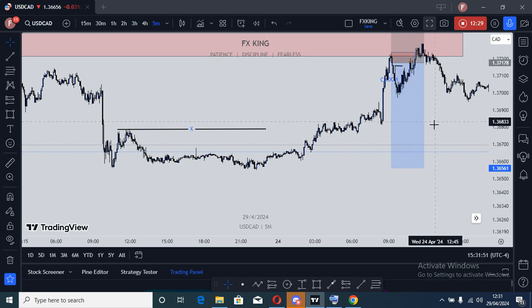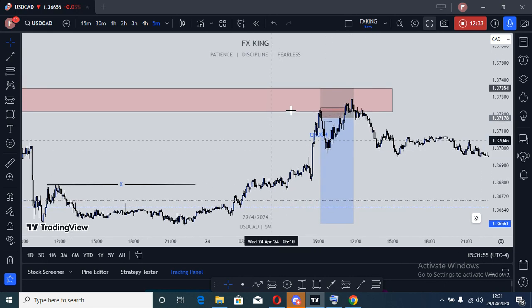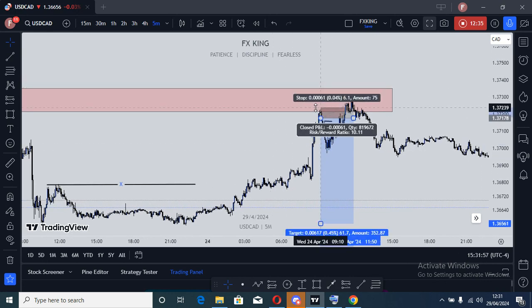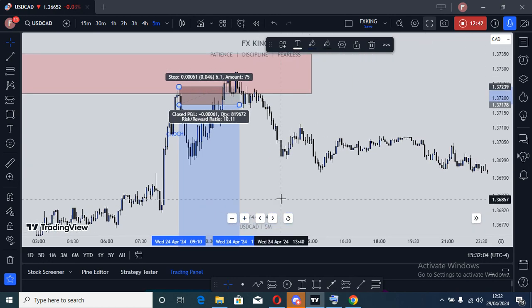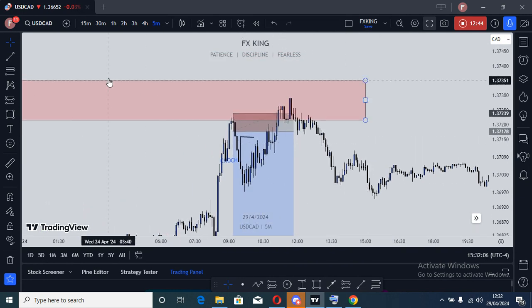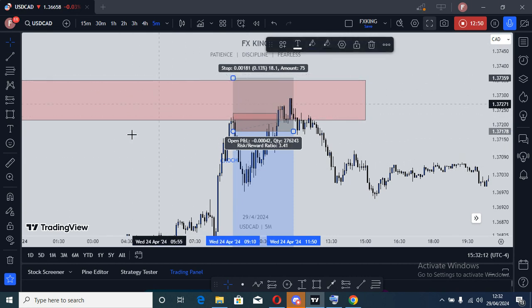If you are somebody that wants a more conservative stop loss, yes, this is how your position is supposed to be. And if you're somebody that wants a higher stop loss or a safer stop loss, you put your stop loss above the bigger time frame POI.